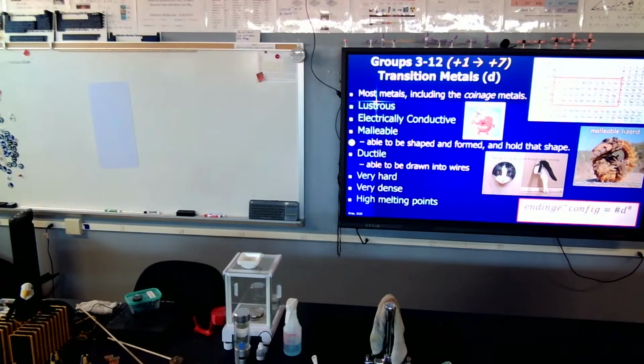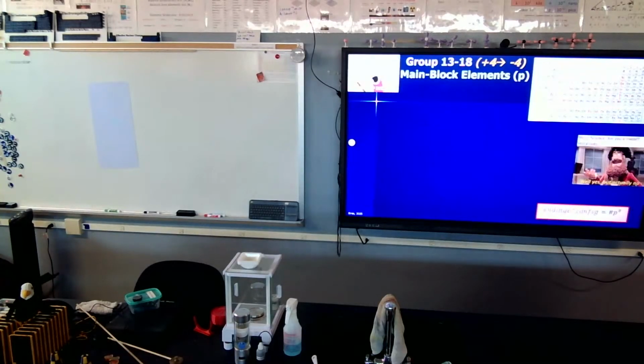Other questions about the transition metals? Ready to move on to the main block? Give me a thumbs up. Question? Yes. Main block. P block.